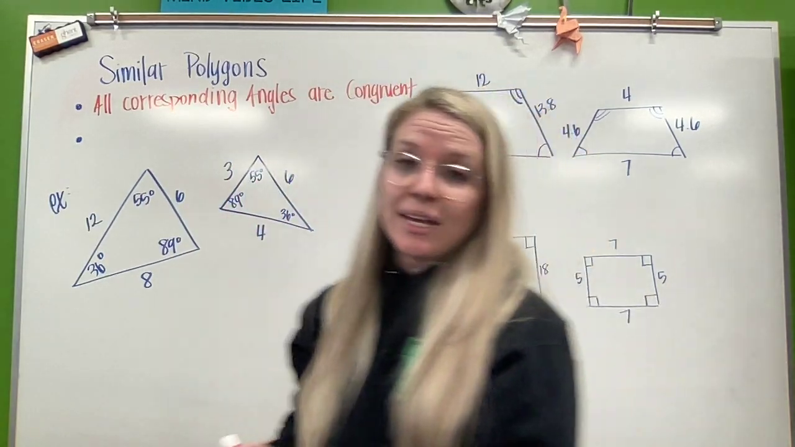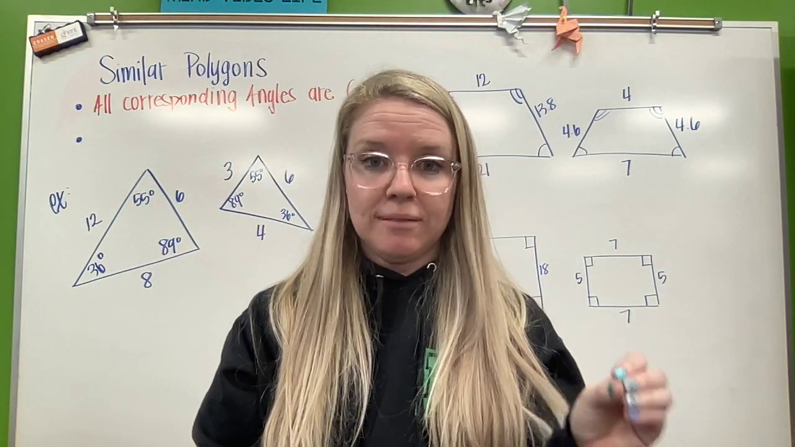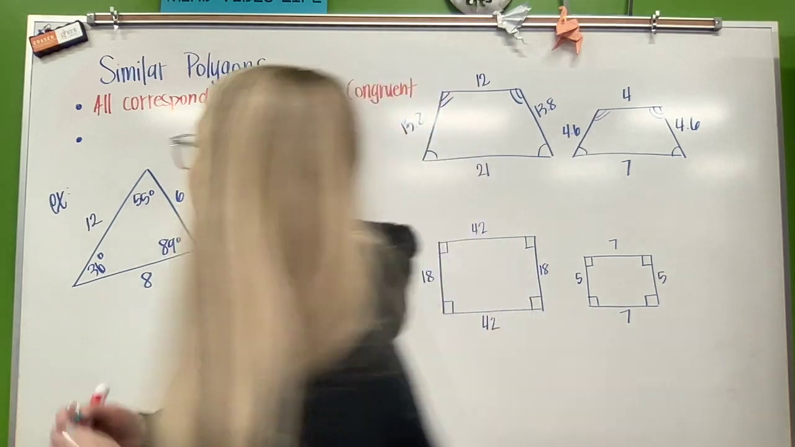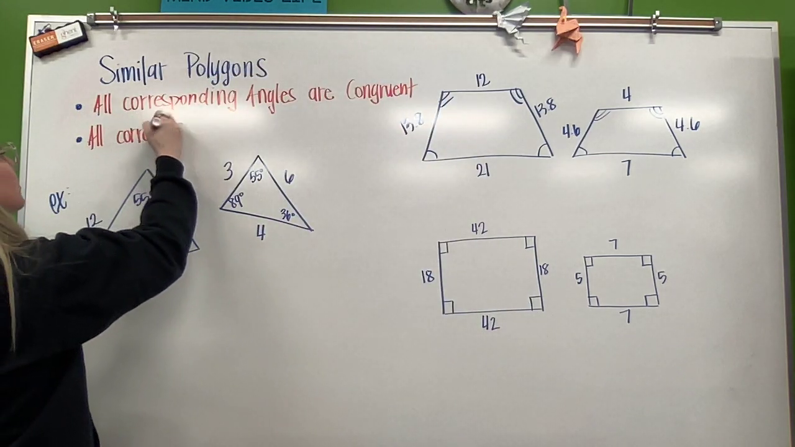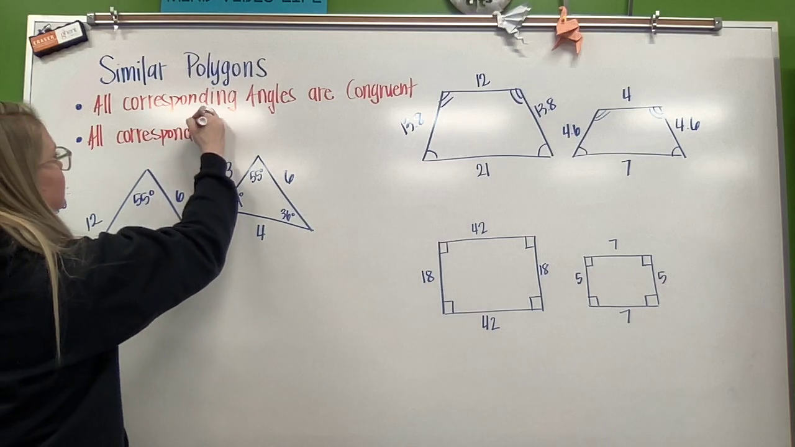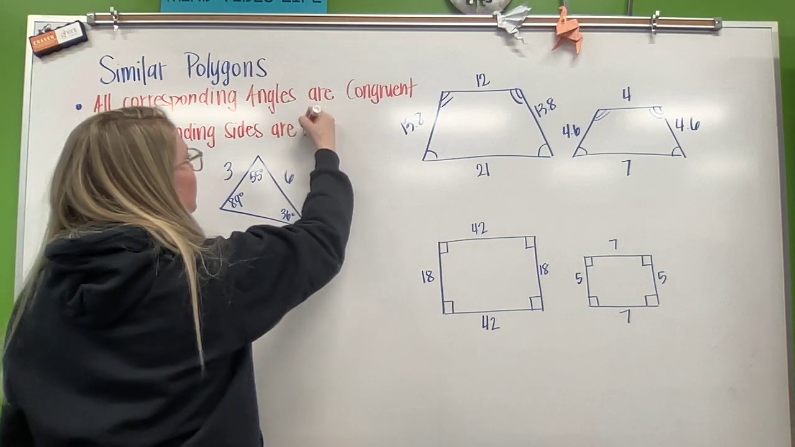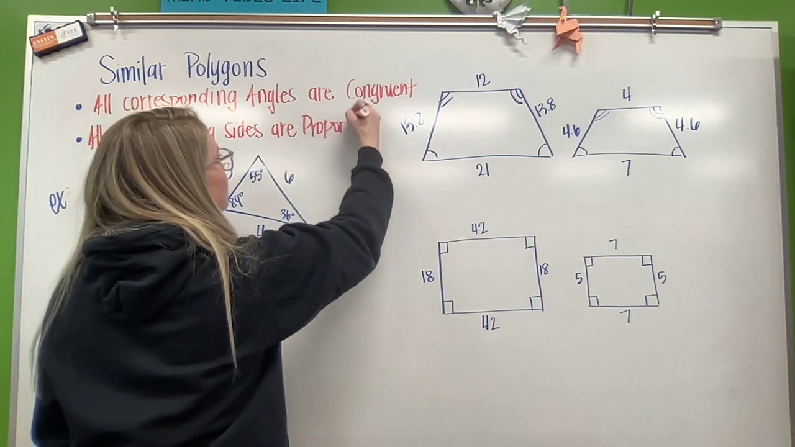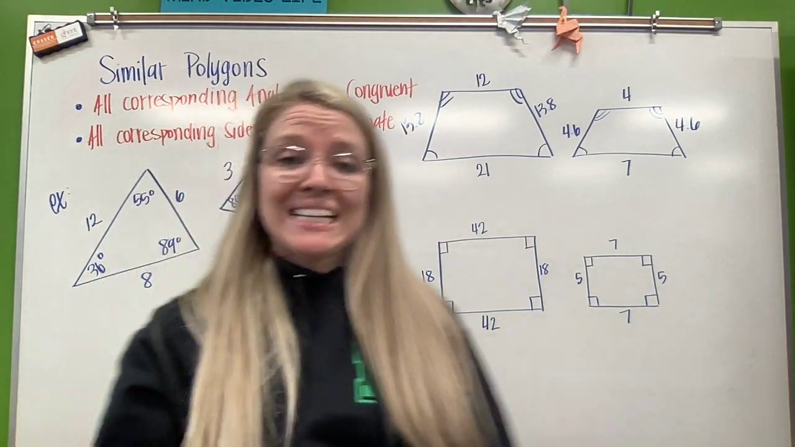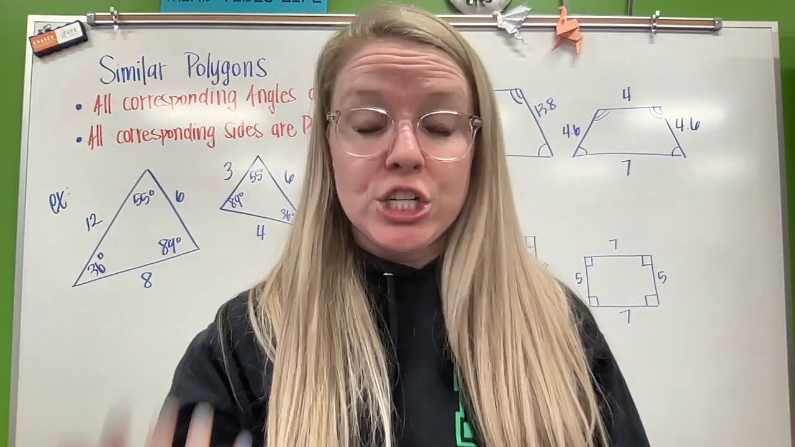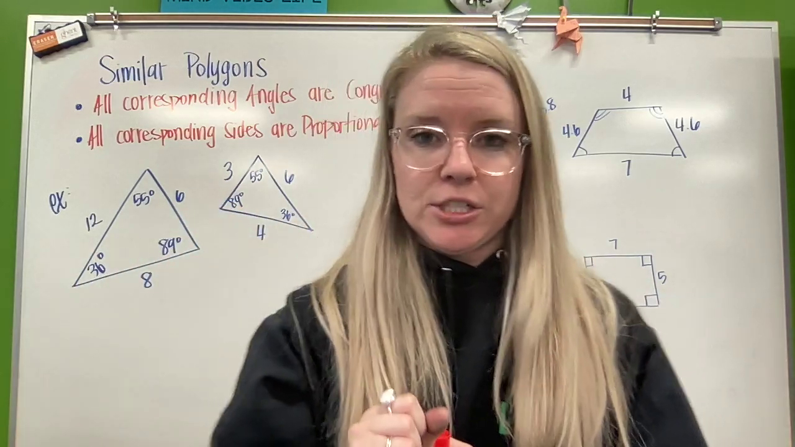The second check is all corresponding sides are proportionate, and we'll talk about what that means in a second. Not congruent, but proportionate. What that means is that they're going to follow the same ratio from side to side. Let's dive in and take a look, and it might be easier to understand.